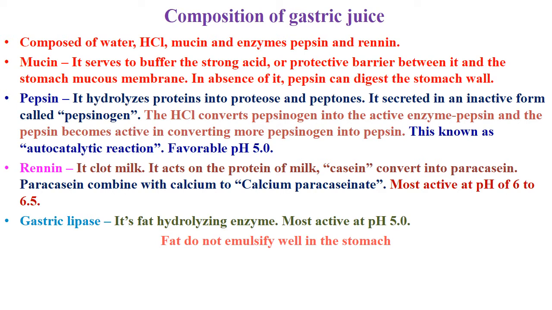Next one is renin. It clots milk. It acts on the protein of milk, casein, and converts it into paracasein. Paracasein combines with calcium to form calcium paracaseinate. Most favorable pH for activity of renin is pH 6 to 6.5. Gastric lipase is a fat hydrolyzing enzyme, most active at pH 5. Note that fat does not emulsify well in the stomach.